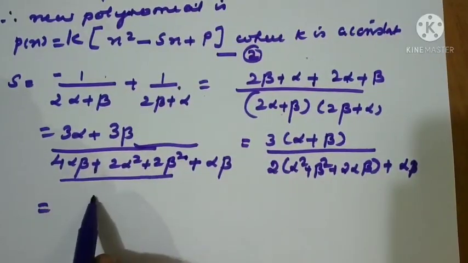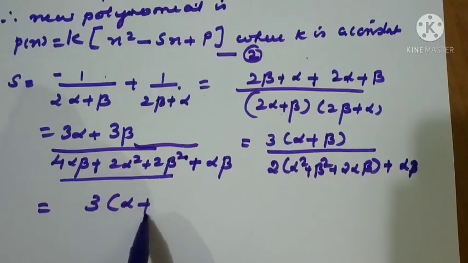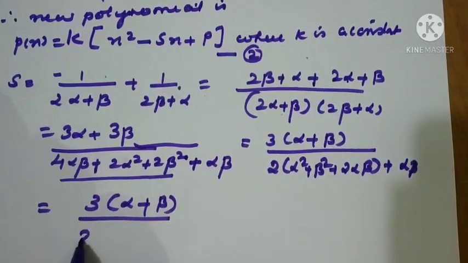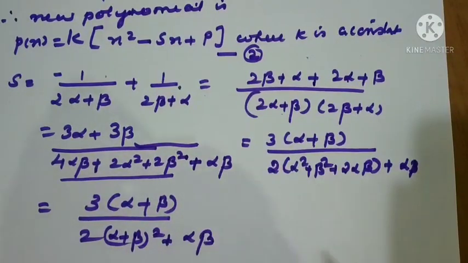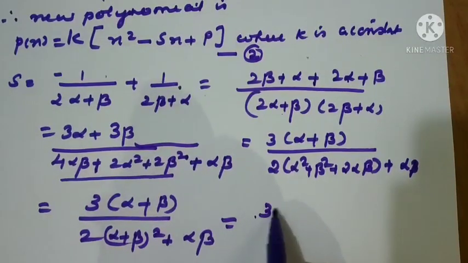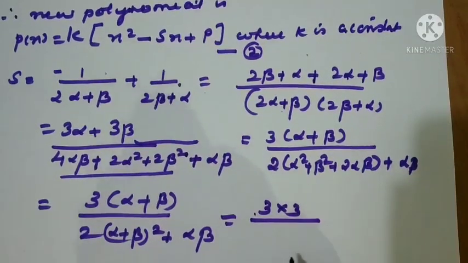Now what is the next step? 3 into alpha plus beta by 2 into alpha plus beta whole square plus alpha beta. So previous values, what are they? 3 into 3 divided by... alpha beta equal to minus 2 only.